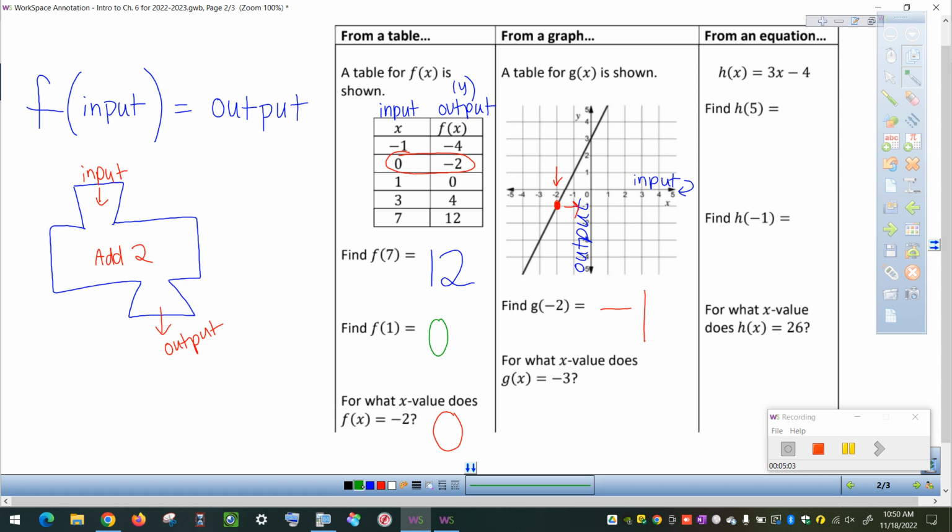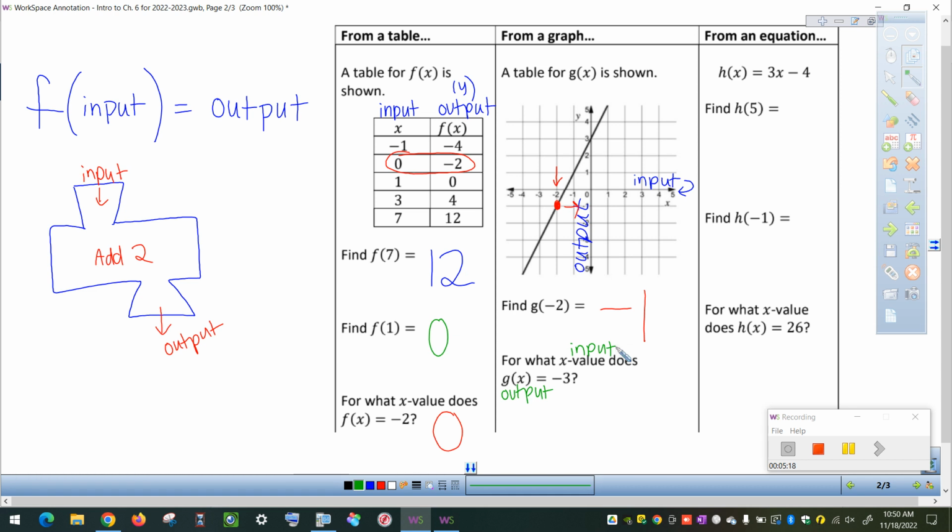Then we have the opposite question. So here we want to find for what x value does g of x equal -3. Remember, this part, g of x, that's the output, and we're looking for an x value, so we're looking for an input. If we can wrap our head around what part is the input and what's the output, that can help us know what piece we're trying to answer.